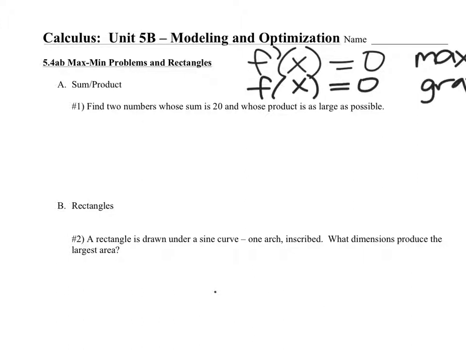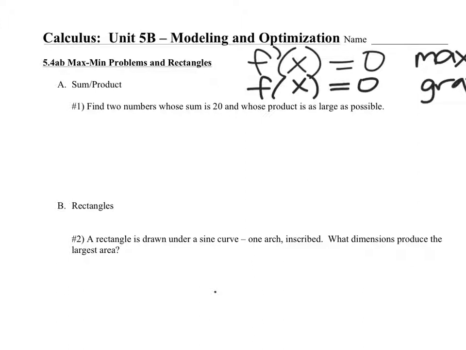Now, the book goes through this whole strategy for solving max-min problems. Number 1, understand the problem. Number 2, develop a model. So we're going to write an equation for this. You can draw pictures, label parts, use a variable. Then we're going to take the derivative and set it equal to 0. If we can't, we will graph it and find maximum and minimums, and then we're going to interpret our solution. Okay, so here we go.